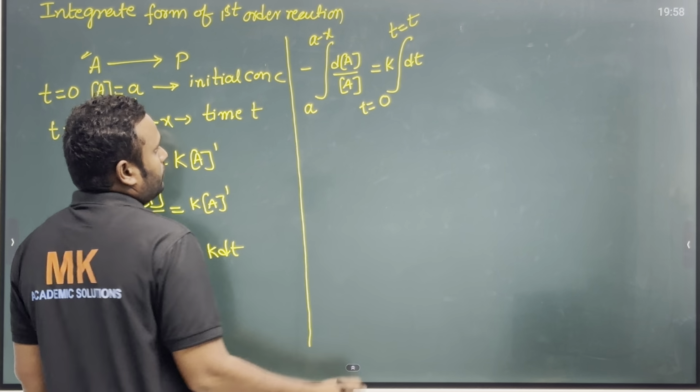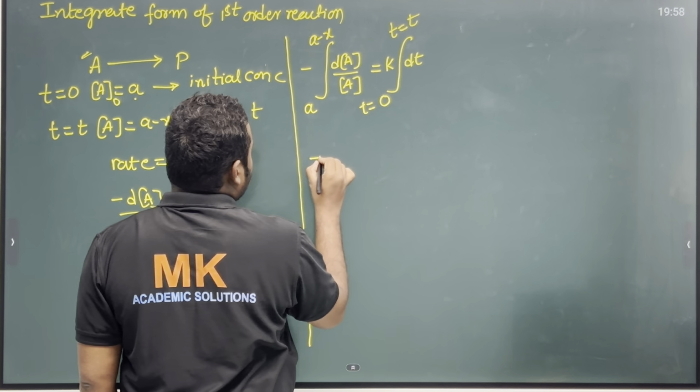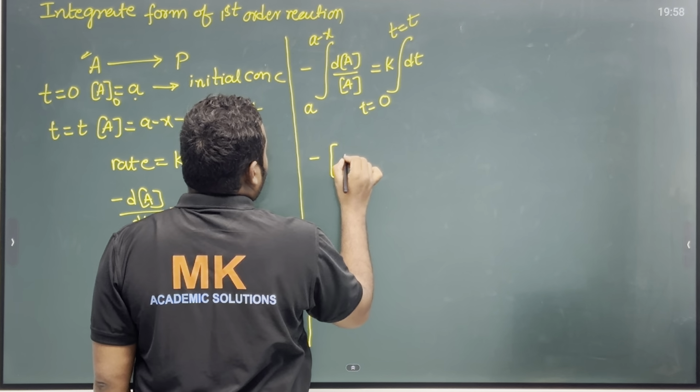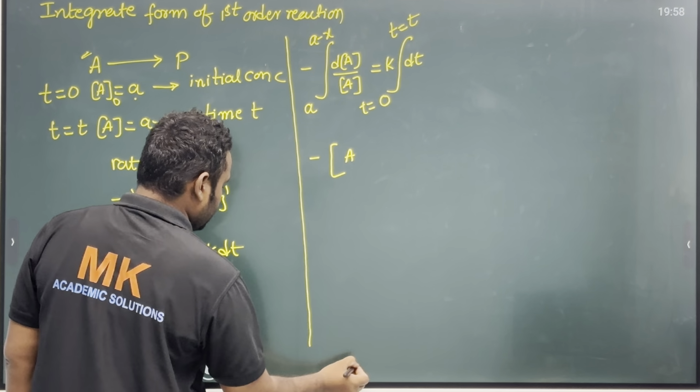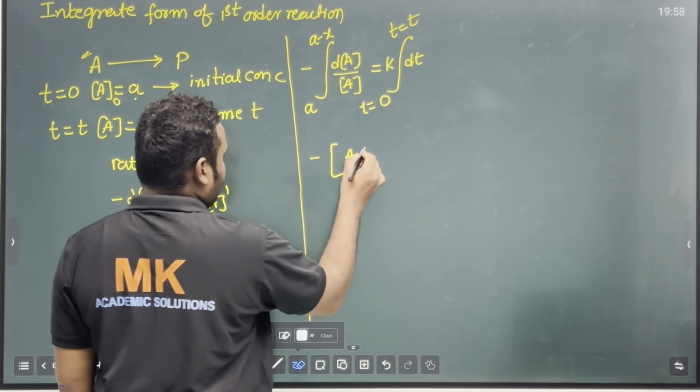Now what is the formula of this integration? Minus the integral of dA by A.